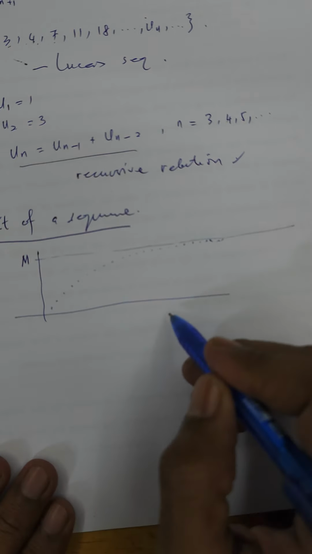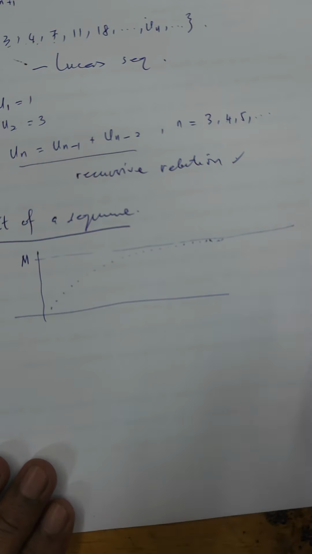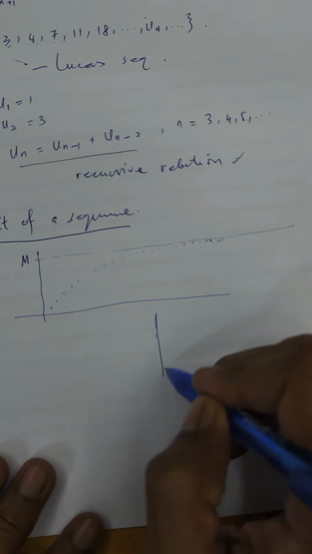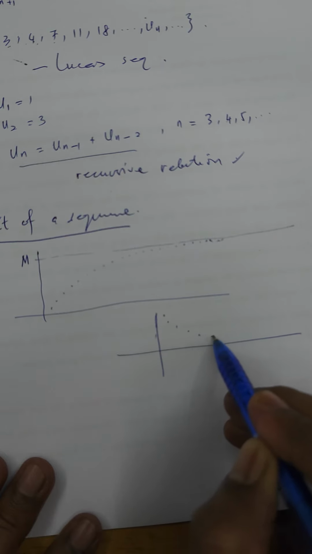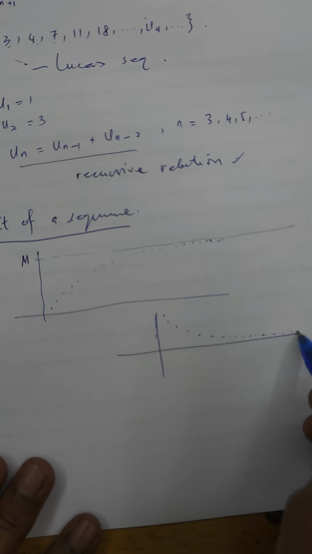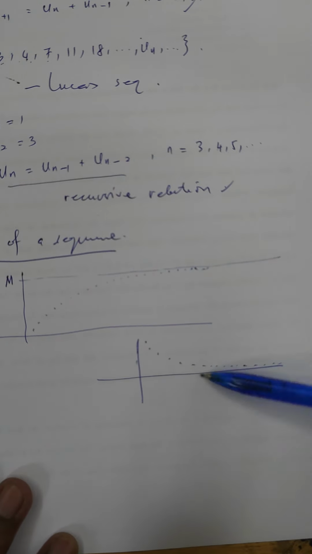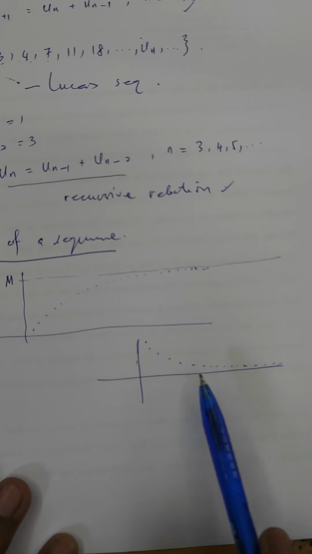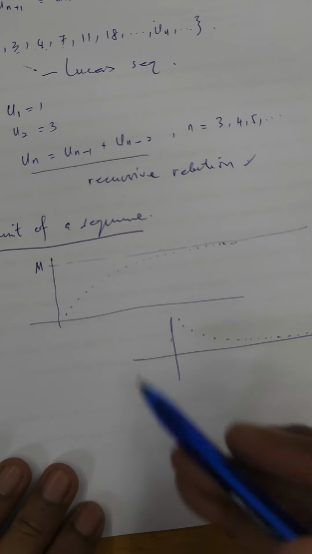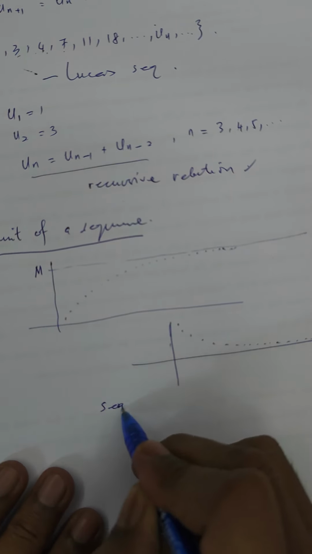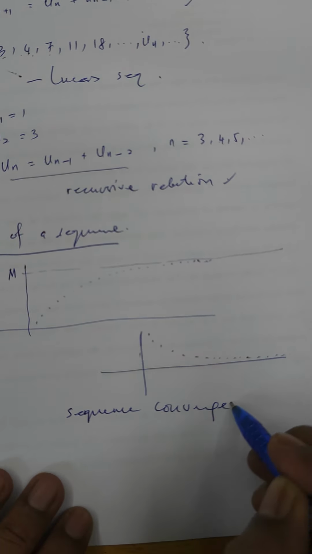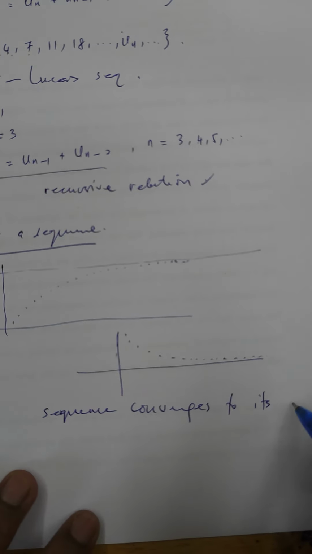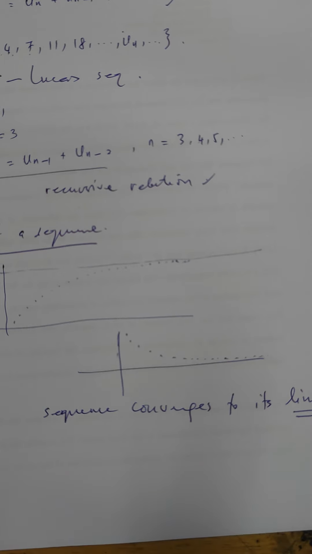This is the case for an increasing sequence. What about a decreasing sequence? The same thing for the decreasing sequence. So let's say I have a sequence like this. You can see for both of these examples, the sequence converges to its limit. Now comes the definition of the limit.